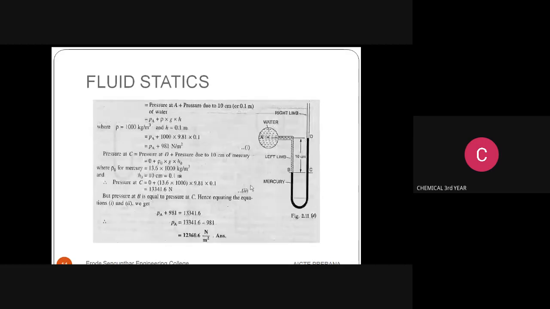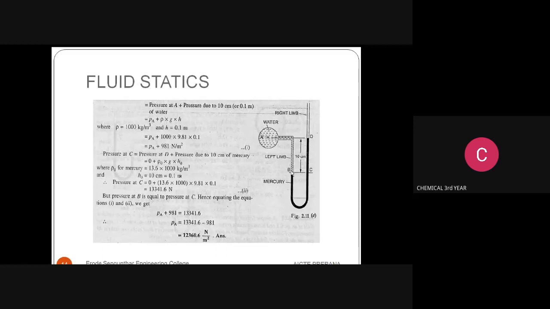So you can see the points B and C lie on the same horizontal line, right? So whatever the pressure at B, that will be the same as the pressure at point C. So both the pressures at the points B and C will be the same, since both points are lying on the horizontal line, right? So now, how will the pressure at B be?